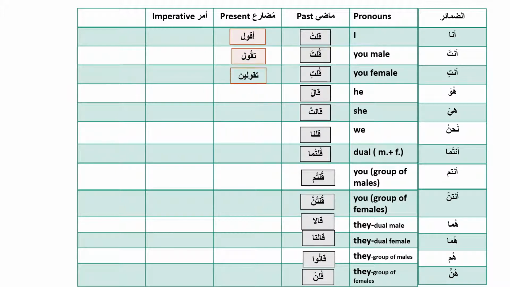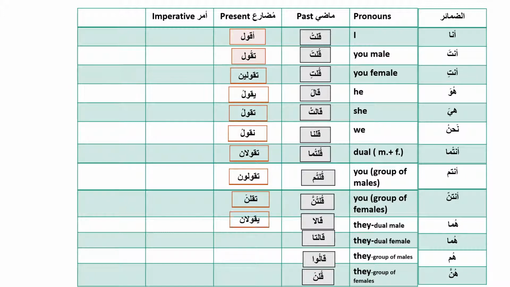فعل مضارع. أقول. تقول. تقولين. يقول. تقول. نقول. تقولان. تقولون. تقولن. يقولان. تقولان. يقولون. يقولن.